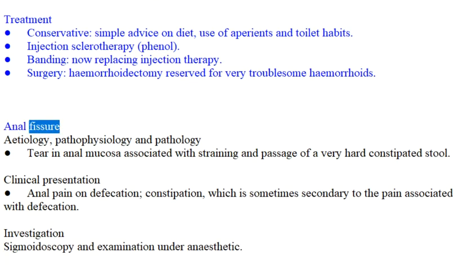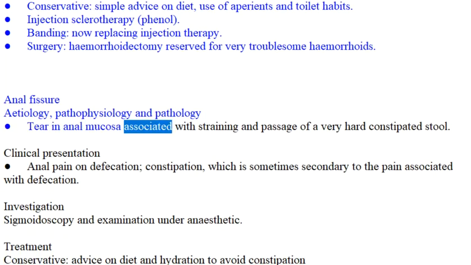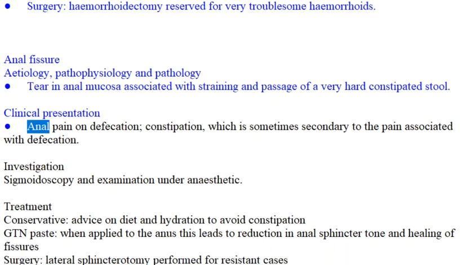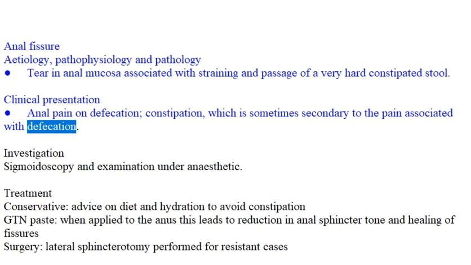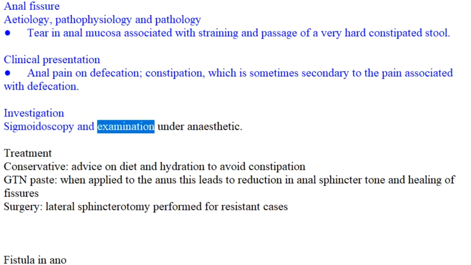Anal fissure. Etiology, pathophysiology, and pathology. Tear in anal mucosa associated with straining and passage of a very hard constipated stool. Clinical presentation. Anal pain on defecation, constipation, which is sometimes secondary to the pain associated with defecation. Investigation. Sigmoidoscopy and examination under anesthetic.